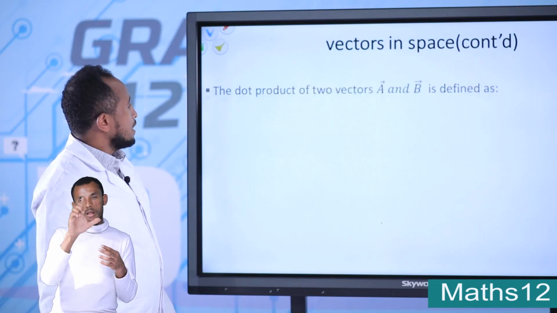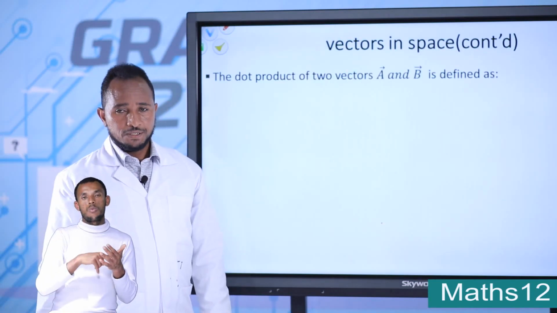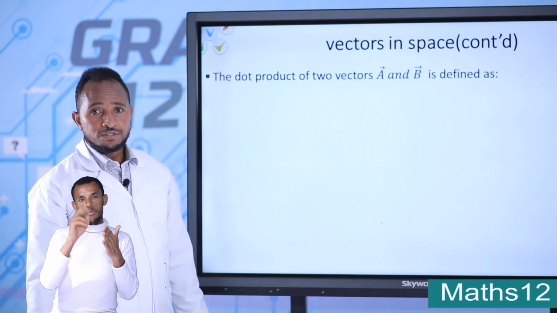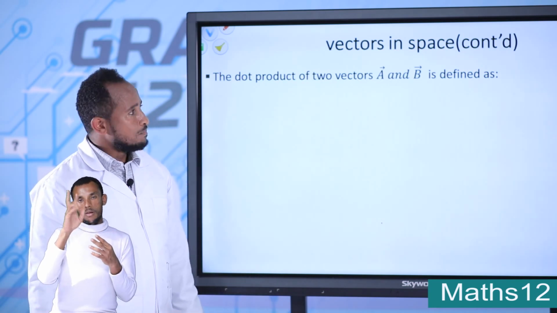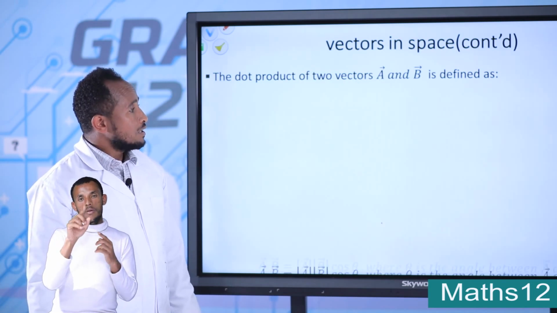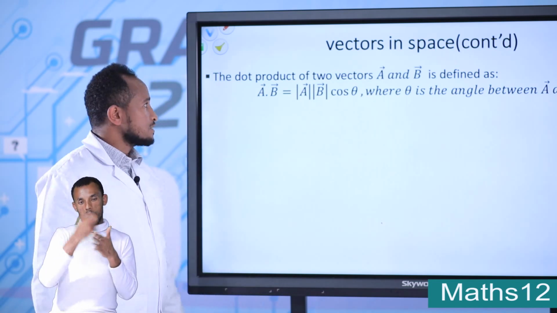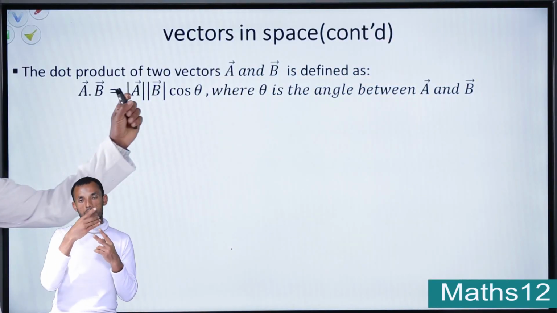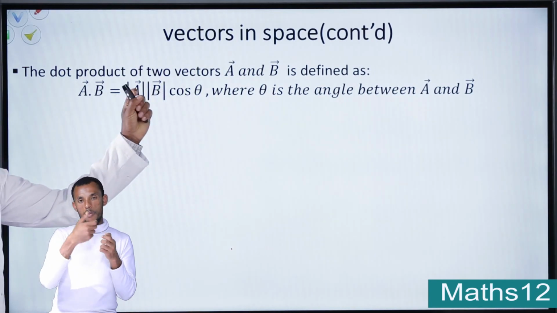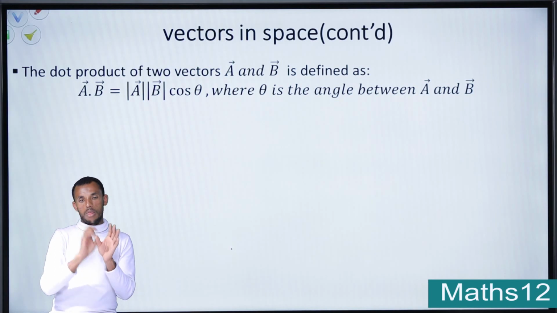Now next to this, the dot product of two vectors. I hope you have learned this in grade 11 mathematics, even in grade 11 physics also. So I hope you remember this. The dot product of these two vectors is defined as the product of the magnitudes of the two vectors times cosine of theta, where theta is the angle between the two vectors.